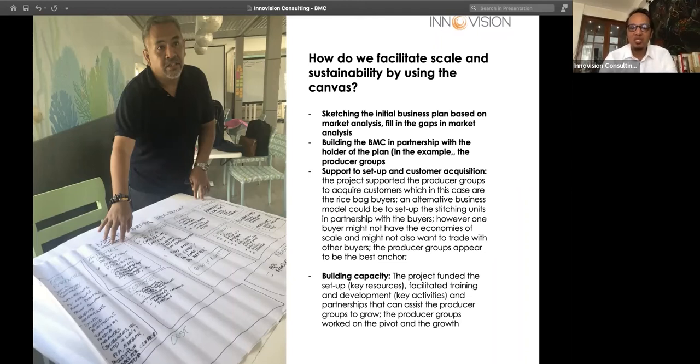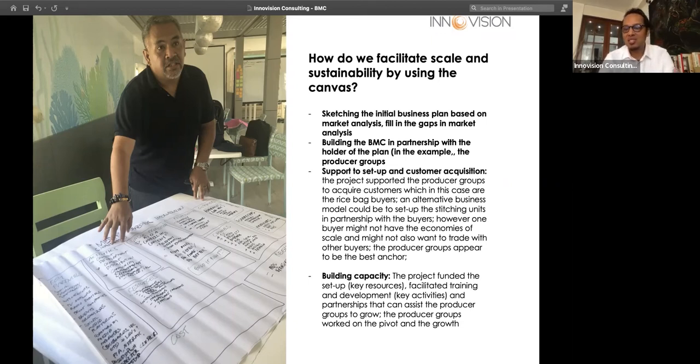So it might be that some of the resources are not readily available. So you build those resources. It might be that it's so risky that nobody is willing to put in the funds. So you are then sharing some grants. So in this case, for instance, the project provided the grant to purchase these stitching machines.